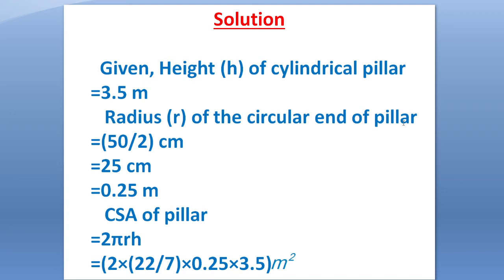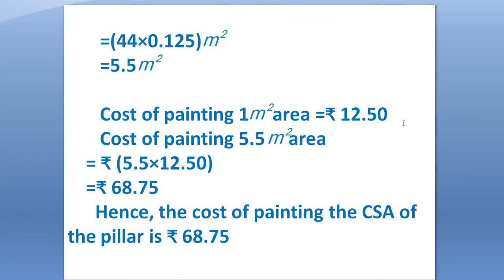Now curved surface area CSA of pillar is equal to 2 pi RH, 2 into 22 by 7 into 0.25 into H 3.5 meter square is equal to 44 into 0.125 meter square and is equal to 5.5 meter square.